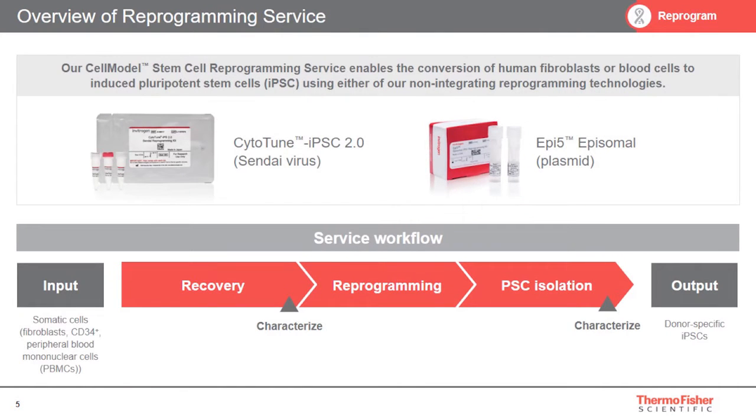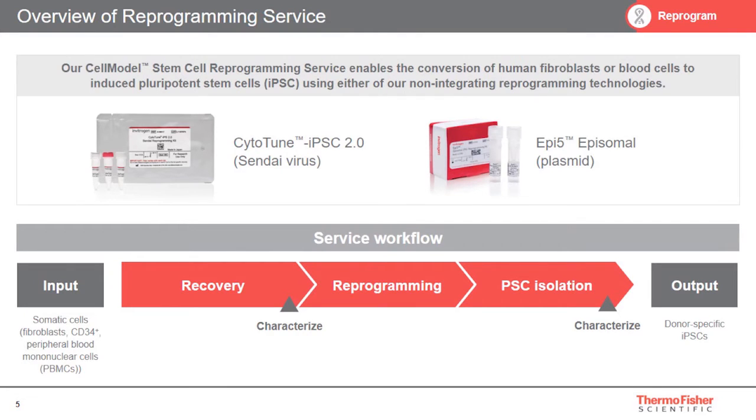And so if we start by looking at the stem cell reprogramming services, you'll see that we offer two main methods by which a variety of somatic cells can be reprogrammed into iPSCs. The first is a method that employs the use of the episomal Epi5 iPSC reprogramming kit to generate viral-free and transgene-free iPSCs, and that's seen on the top right.